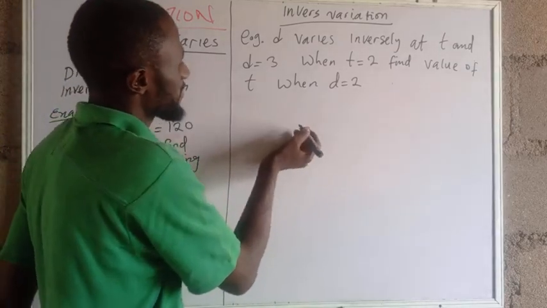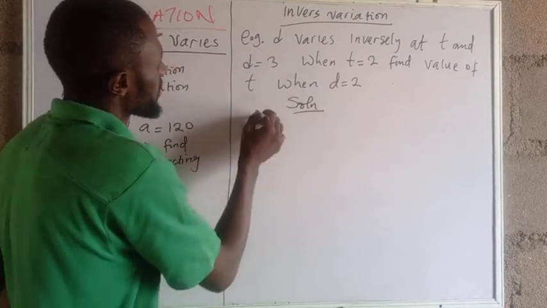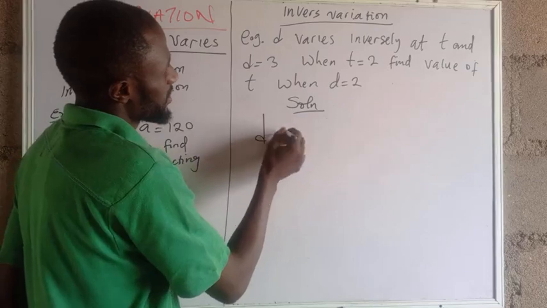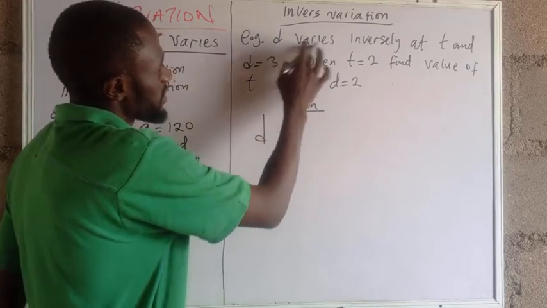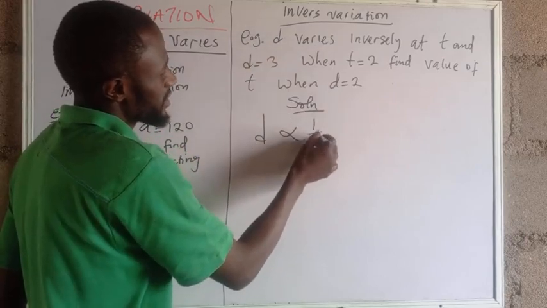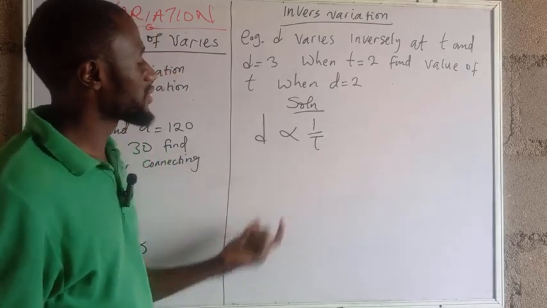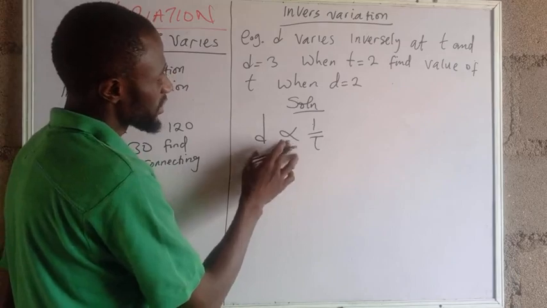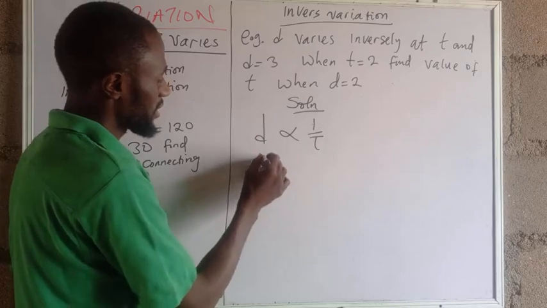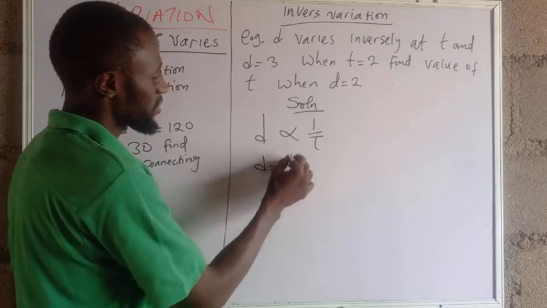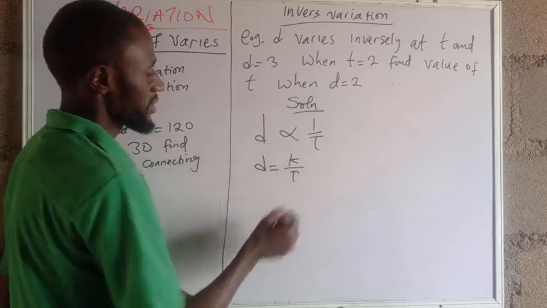Then here we have the solution. D varies inversely as T. This is how the statement will be. Then, to remove the symbol of proportion, we have to provide a constant. Therefore we have D is equal to our constant K all over T.